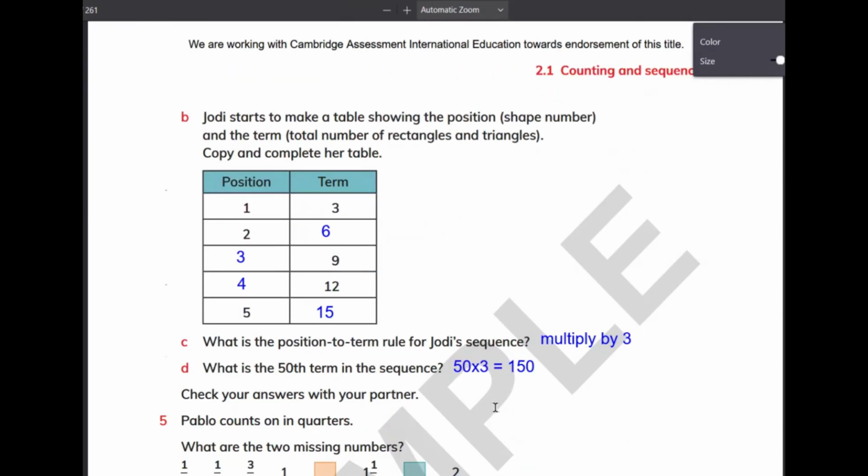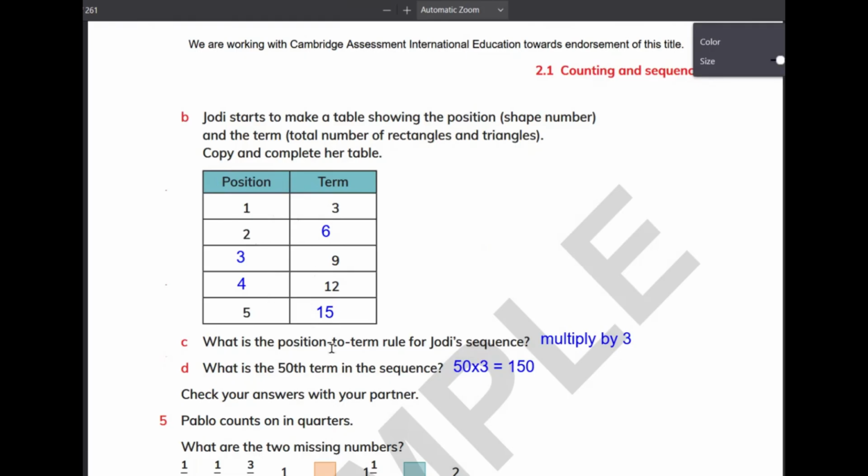Go to the questions. Number B, they say Judy is trying to make a table showing the position, which is the shape number, and the term, the total number of rectangles and triangles. Complete our table. According to what we know, the first term has 1 rectangle and 2 triangles. All of them together are 3. Shape number 2 has 2 rectangles and 4 triangles. All of them are 6. If we see, 1 multiply 3 equals 3, 2 multiply 3 is equal to 6. So the third term will be 9, the fourth term will be 12, and the fifth term will be 15.